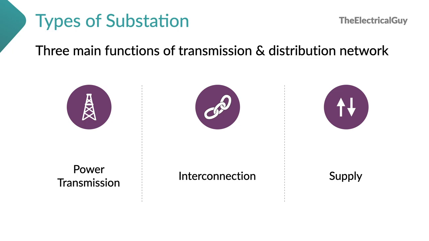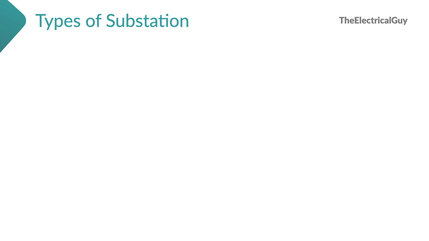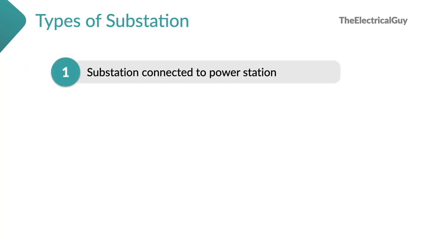Now to fulfill these three main functions, we need to have different types of substations. What are those? Let's see that. First, the substation which is connected to a power station. Now we know the function of a generating station. The aim of a generating station is to generate power, right? And to that power station, there is a dedicated substation connected, which is called a generating power station or generating substation. So that is one.